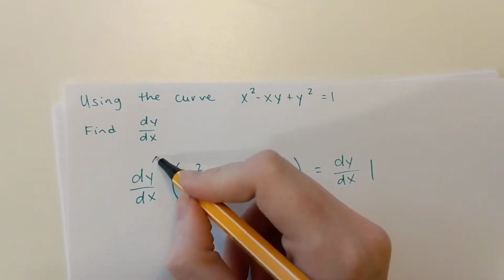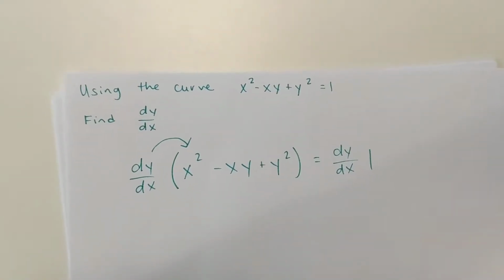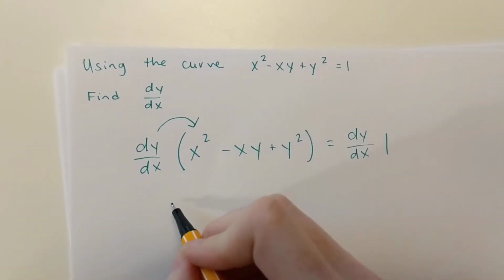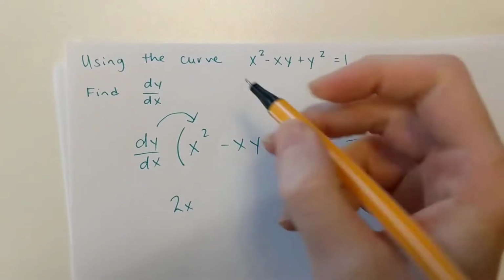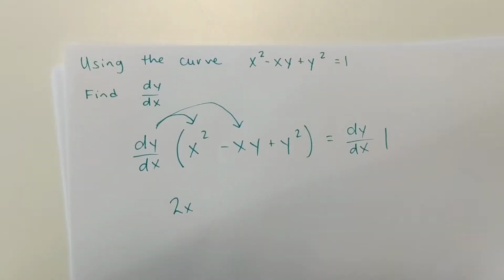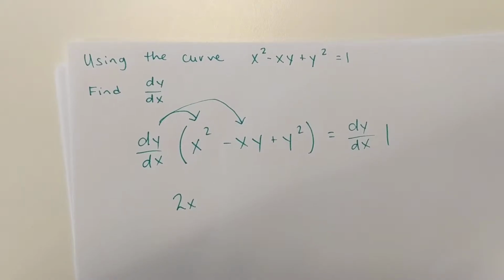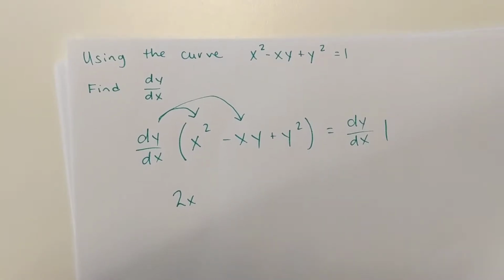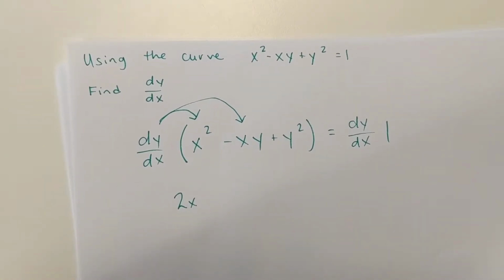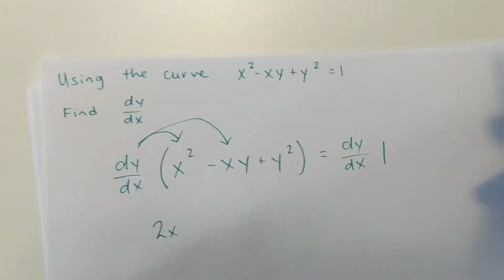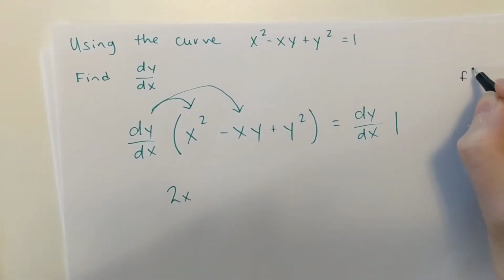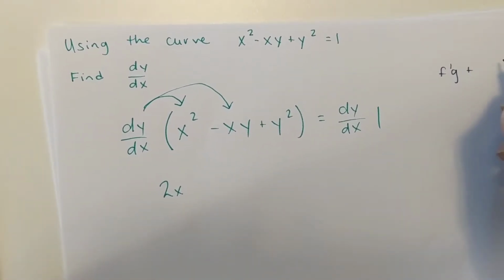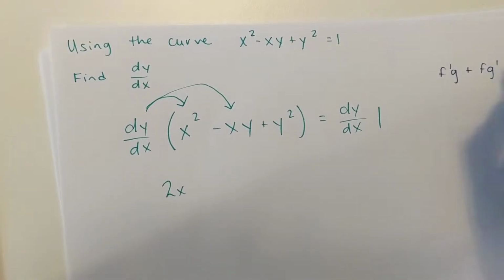So starting on this side, when it says what is dy/dx of x squared, we're just finding the derivative. So we know the derivative of x squared is 2x. Now we're going to come over here, we're going to find what's dy/dx of negative x times y. So we need to use the product rule. The product rule says that it's going to be the derivative of f times g plus f times the derivative of g.